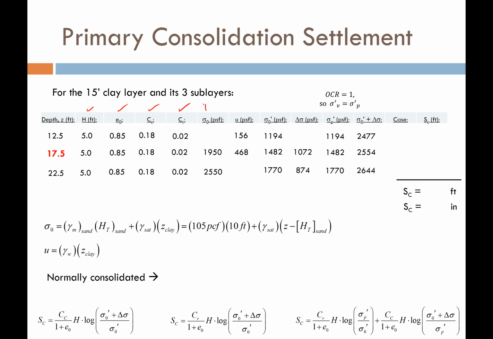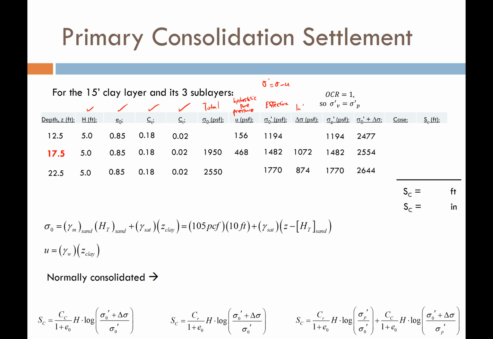Remember, this is the total stress. We know how to compute that. This is the hydrostatic pore pressure, and that's just the depth below the water table times the unit weight of water, and this is just the effective stress, where remember, effective stress equals total stress minus pore pressure.